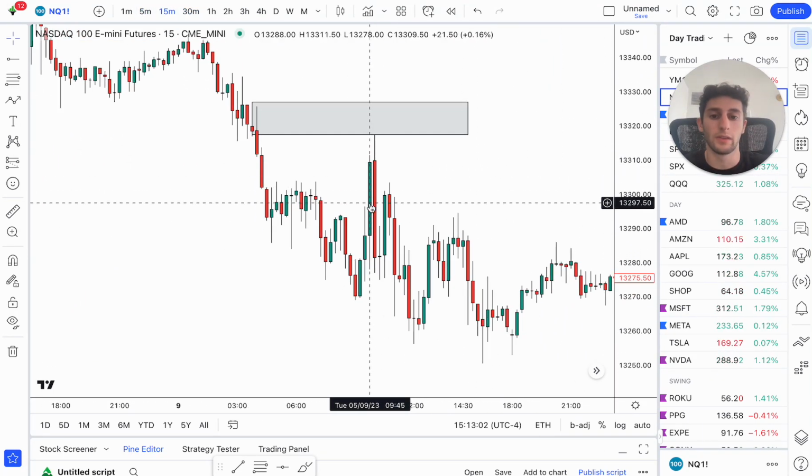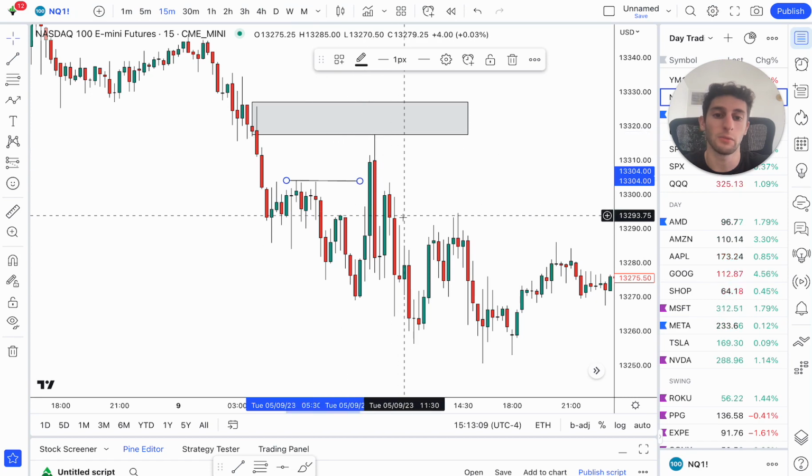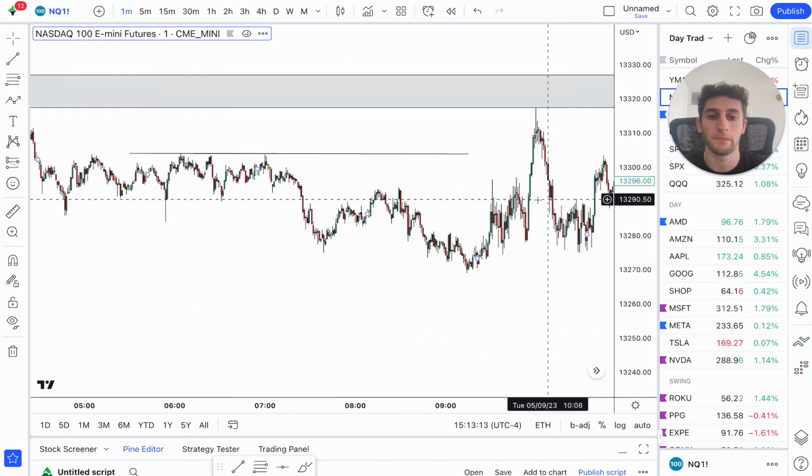So, this day the market opens right around here, all right? Price takes liquidity up here. We hit its supply, we end up coming back down. Let's zoom down to 1 minute, see what's actually going on.